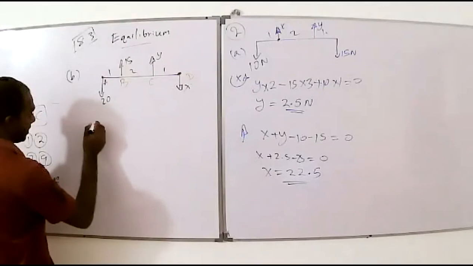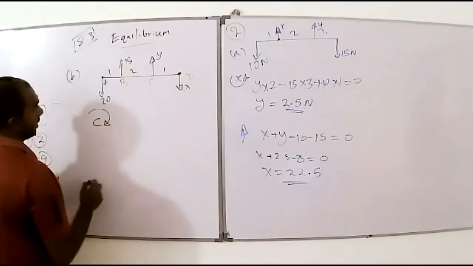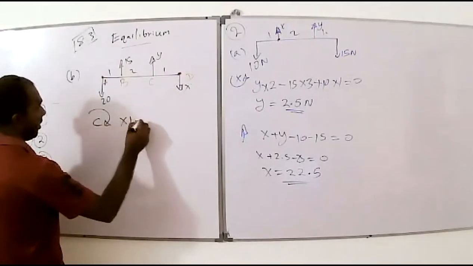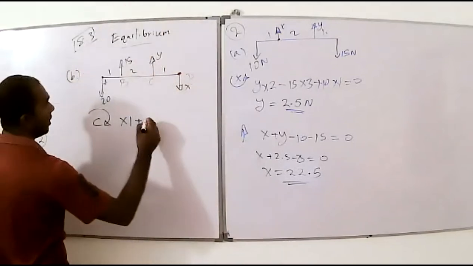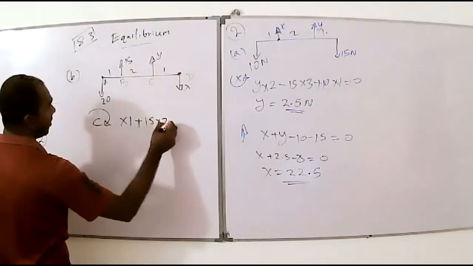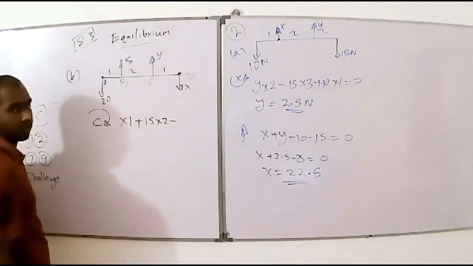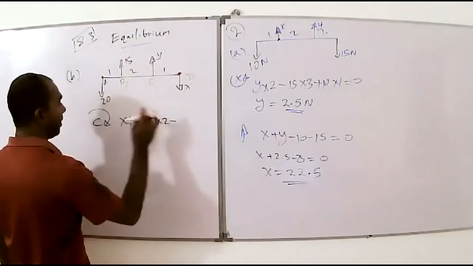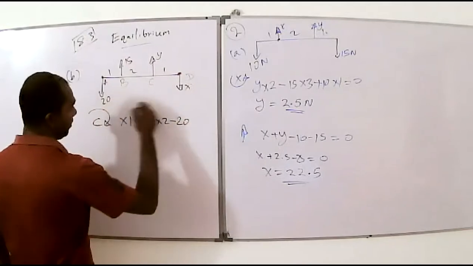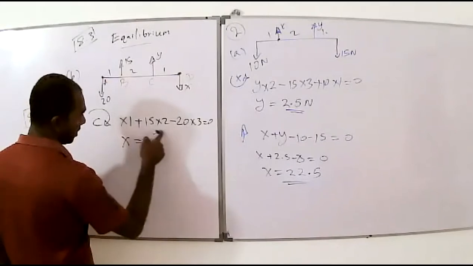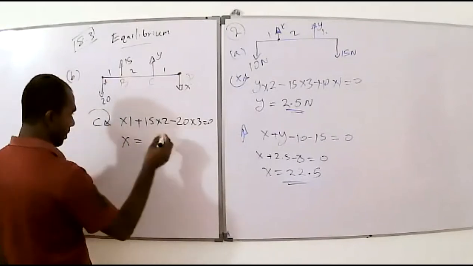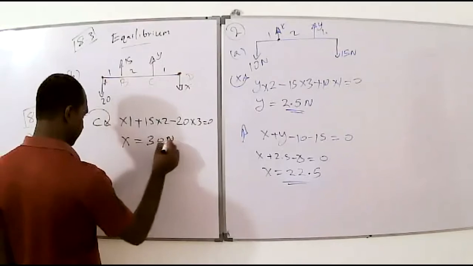If I take moments around C clockwise, I will have x into 1. This 15 also is plus, so also clockwise, so 15 into 2. This 20 is minus, so it's going to be minus 20 into 3. So you can see x is equal to 30 and this is 60. So it's going to be 30 newtons.